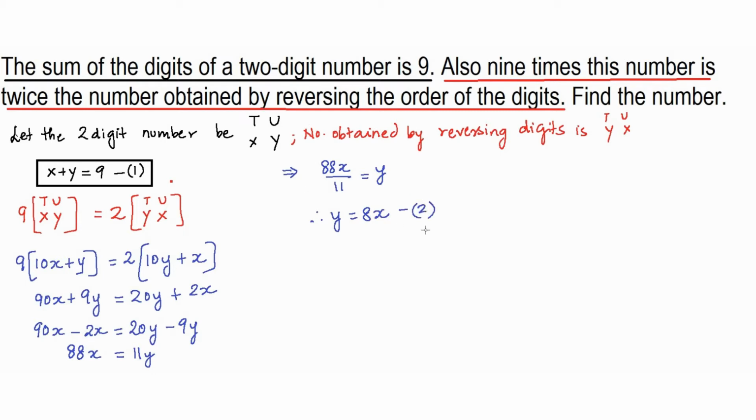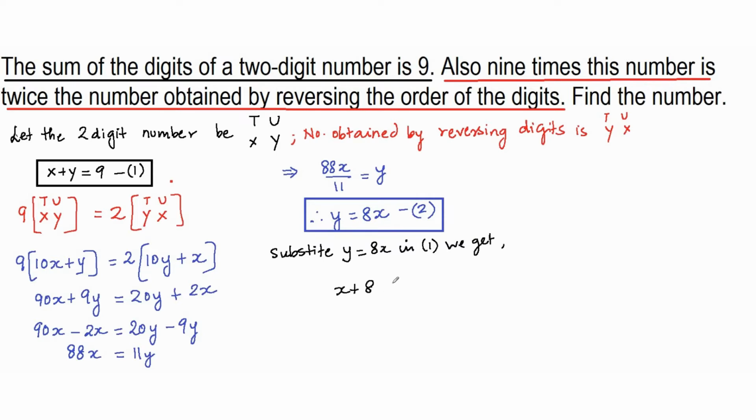So now what I can do is solve these two equations. I think the substitution method will help me here, because I have a valid substitution for y. So substitute y as 8x in, say, the first equation. We get x plus y is 8x. So 8x plus 8x is 9, which means 9x is 9, which means x is equal to 1. So if x is equal to 1, then y is equal to 8x, that is 8 into 1, is 8.